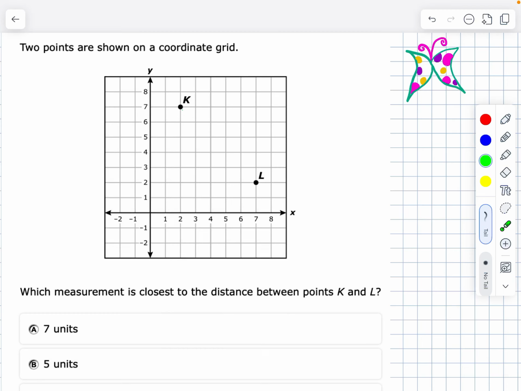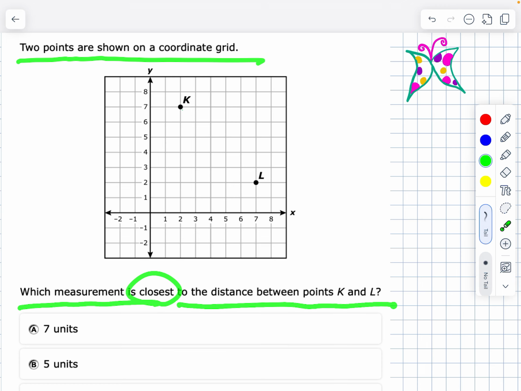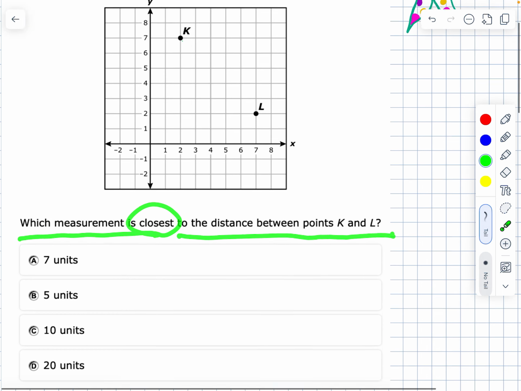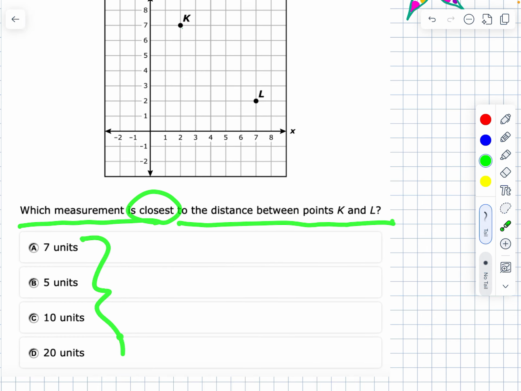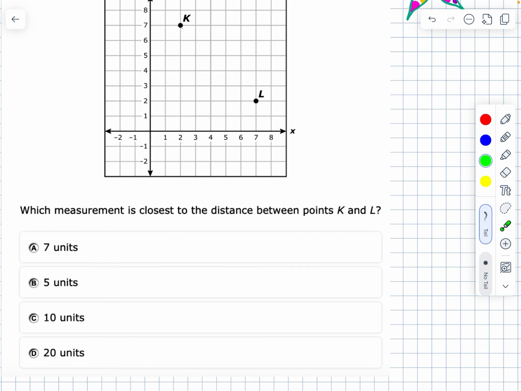Here we have 2 points shown on a coordinate grid. Which measurement is closest to the distance between points K and L? And we have 4 possibilities: 7, 5, 10, and 20 units.